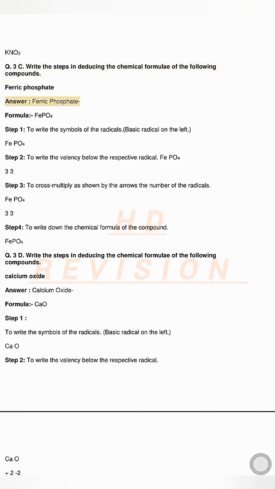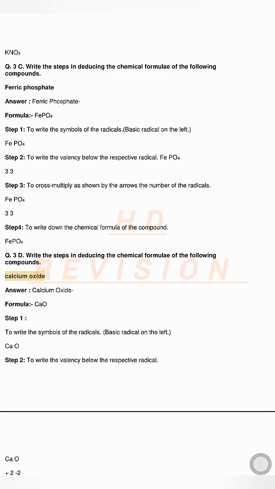Q3. C. Write the steps in deducing the chemical formulae of the following compounds. Ferric phosphate. Answer. Ferric phosphate. Formula: FePO4. Step 1. To write the symbols of the radicals, basic radical on the left: FePO4. Step 2. To write the valency below the respective radical: FePO4, 3, 3. Step 3. To cross-multiply as shown by the arrows the number of the radicals. Step 4. To write down the chemical formula of the compound: FePO4.